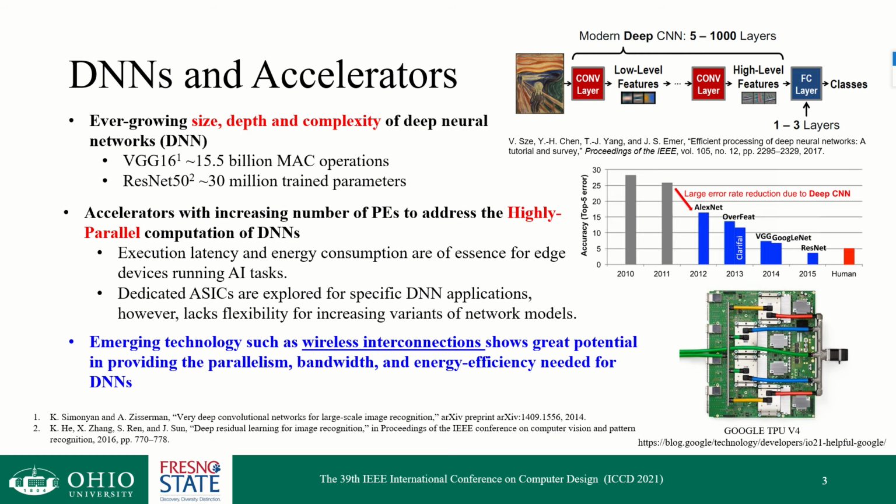Deep neural networks are currently the foundation for many modern artificial intelligence applications. We have identified that DNNs are fast evolving in terms of size, depth, and complexity. As you can see in the red top figure, modern deep neural networks have increased to 1,000 layers compared to the first generation DNN model, AlexNet in 2012. Both academia and industry have turned to specialized accelerators to address the highly parallel computation of DNNs.